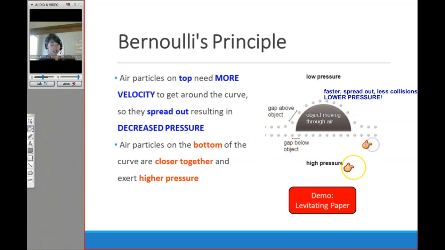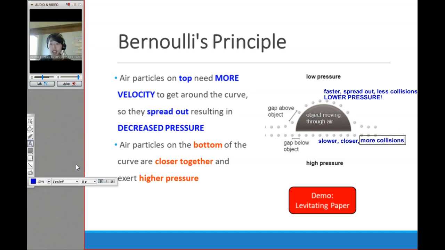Now, on the bottom, on the other hand, those air particles don't have to move as fast, right? So these ones are slower, okay? They're closer together, and if you're closer together, what happens to your collisions, more or less? If you're slower, you're closer together, what's happening to your collisions? Yeah, those particles, since they're so close to each other, they end up colliding a lot more. So more collisions means we have a much higher pressure. So higher pressure. Okay, smiley faces if that makes sense. So above, they're moving fast, lower pressure.